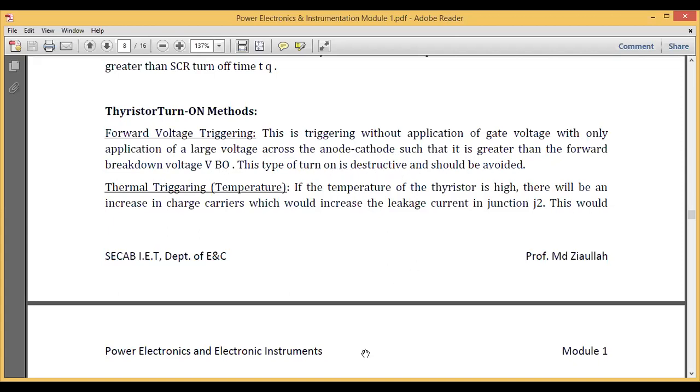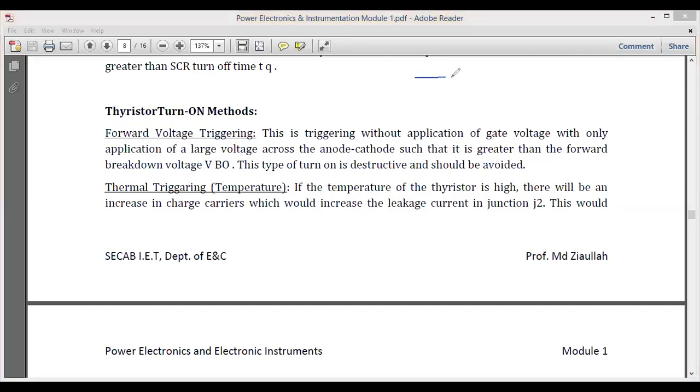This is the one type of mechanism mentioned in the topic of turn-on methods. If this is my SCR, with the anode and the cathode, there is one more terminal, which we call the gate. Usually in the SCR, when you apply a positive voltage across the anode and cathode, the SCR will be in the forward blocking state.